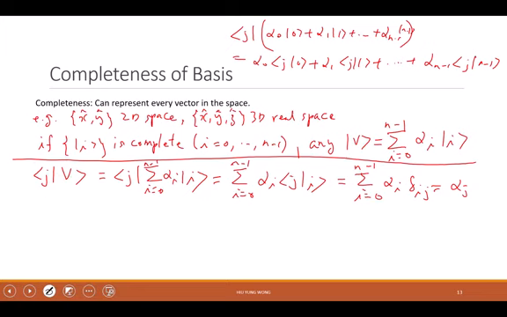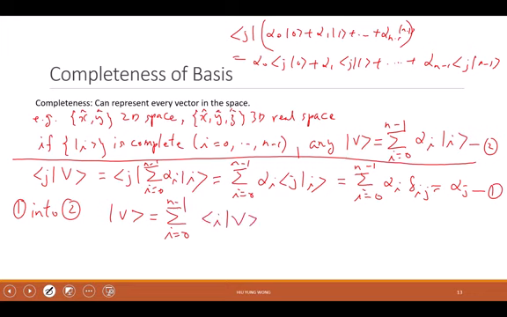Now I'm going to substitute 1 into 2. You have V equals the summation over I equal to 0 to n minus 1 of alpha I |I>. Alpha j is just a number, right? So alpha j equals the inner product <j|V>. Then alpha I is just equal to the inner product <I|V>. This is just alpha I.